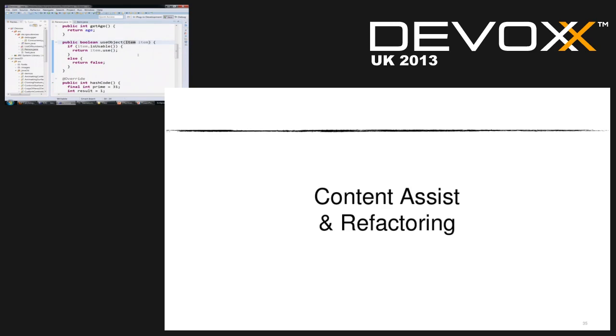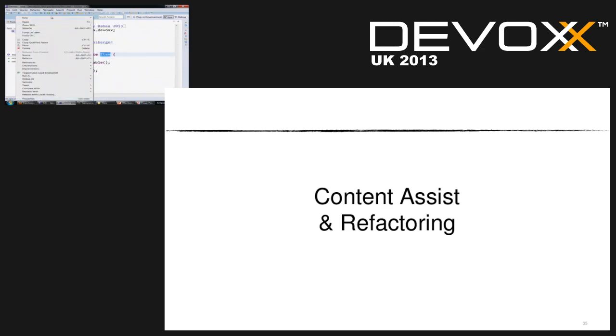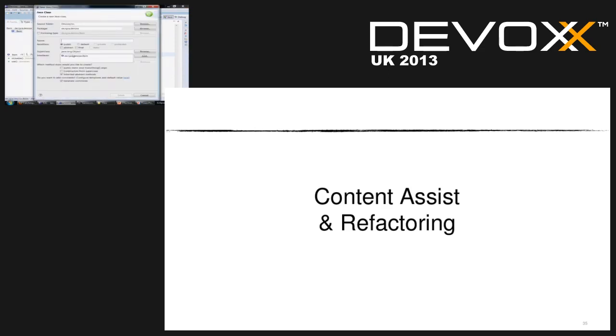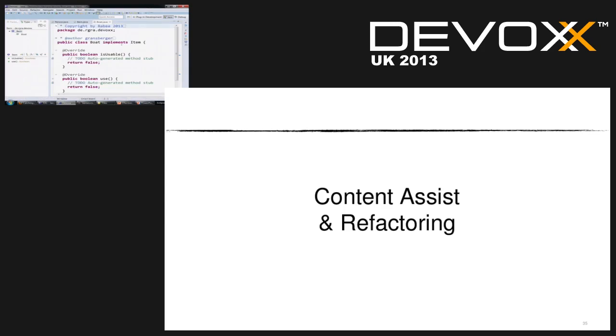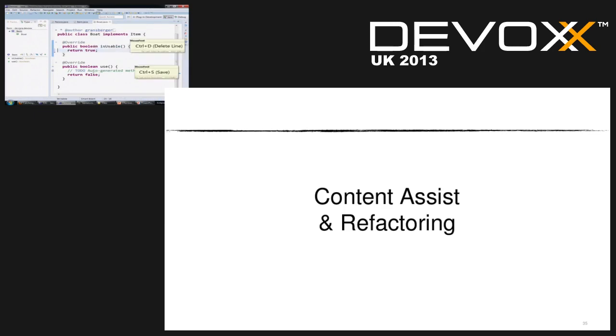I'd like to implement the item now with a Boat class, and I can do it easily by typing F4, which is the open type hierarchy. We don't have a type hierarchy yet, but I can right-click and say new class. It will automatically fill in the interface for me. So let's create the Boat class. It will autofill all the methods I need here.